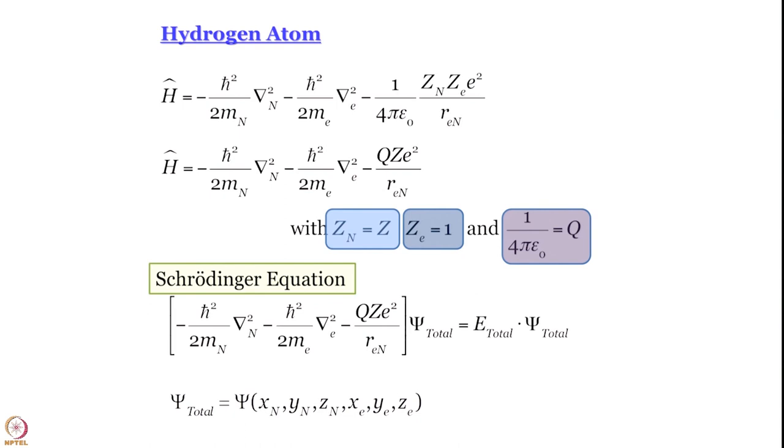Okay? So, the psi total, I hope is not very difficult to understand, is a function of 6 coordinates, xn, yn, zn, xe, ye, ze. It is not enough to specify just the coordinates of electron or just the coordinates of a nucleus, you need to know both, because you need to understand the interaction between the electron and the nucleus when talking about potential energy. Okay? So, psi total is really a function of 6 coordinates, 2 pairs of x, y, z coordinates, one for the nucleus, one for the electron.